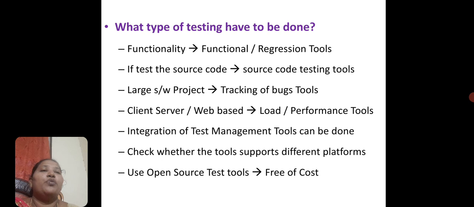What type of testing you do depends upon the task you are going to perform. If you are going to check only the functionality, you will use the functional or regression tool. If you are going to test the source code, you will use a source code testing tool. If you are going to track errors or bugs in a large software project, you will use a bug tracking tool. If you are going to check the performance in a client-server or web-based system, you will use a performance tool, or a network protocol testing tool that tests the network routes and protocols.